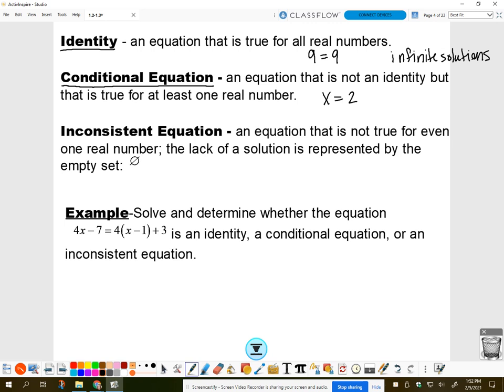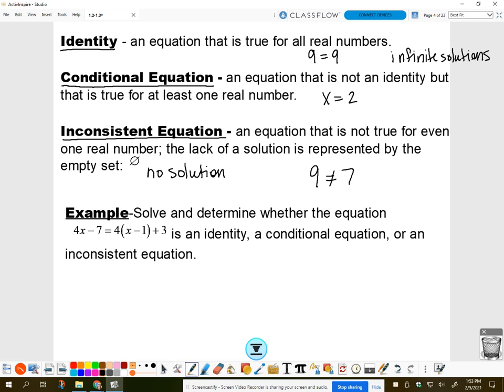All right, and the last one, if it's not true for any number, then you have no solution. This fancy little symbol that means the empty set means no solution. You know you have no solution if your variables disappear, but you get a not true statement, like something like 3 equals minus 7. You know, that's not true, so that's called inconsistent.